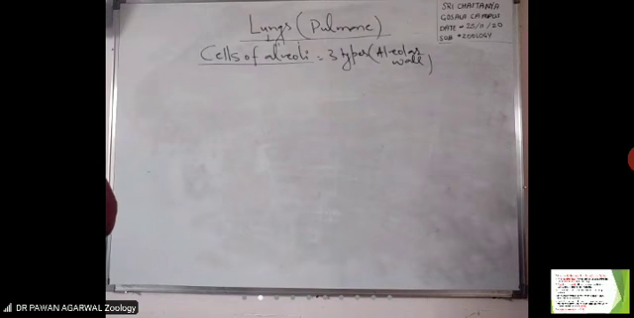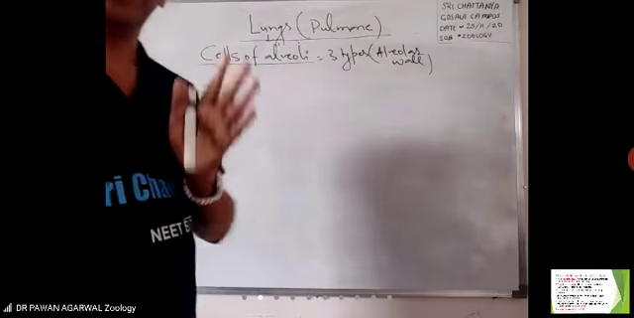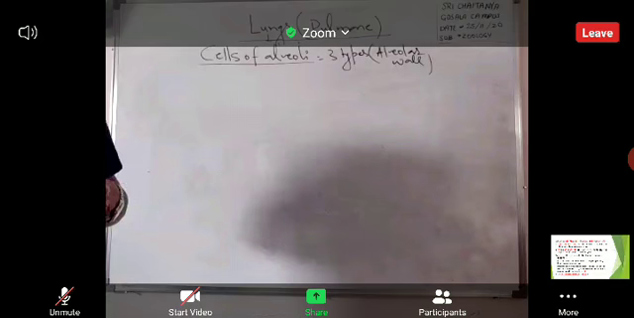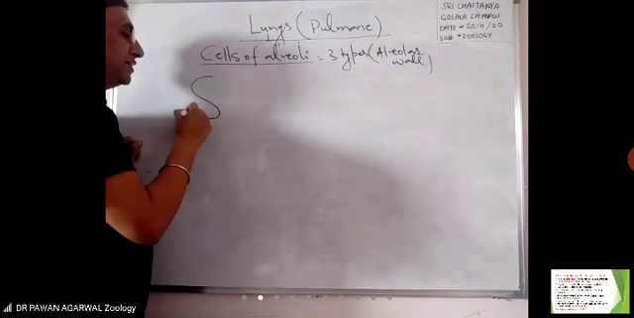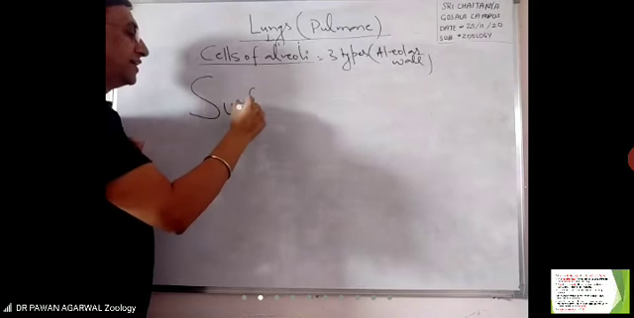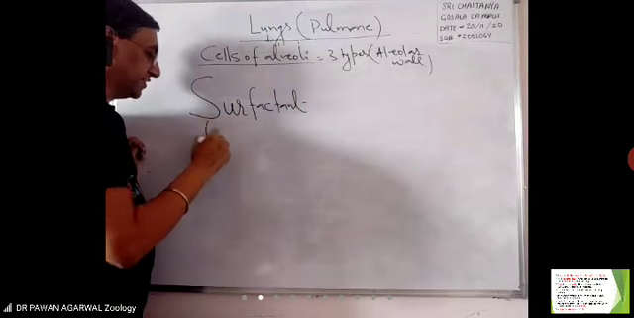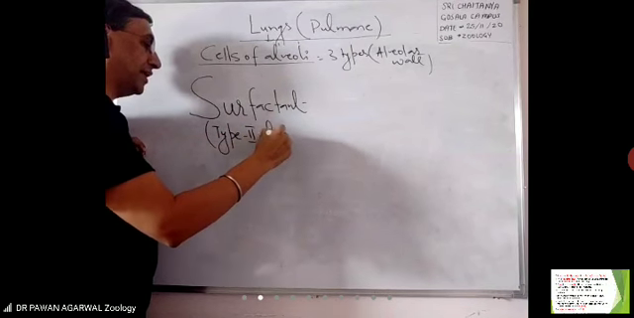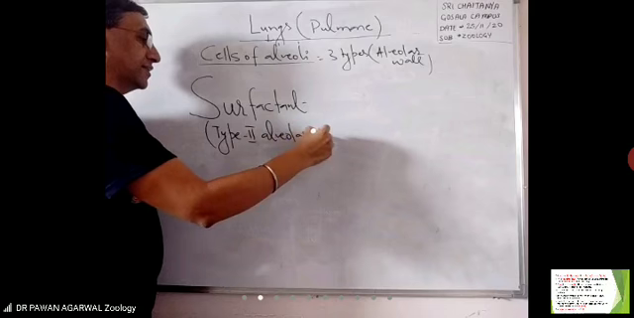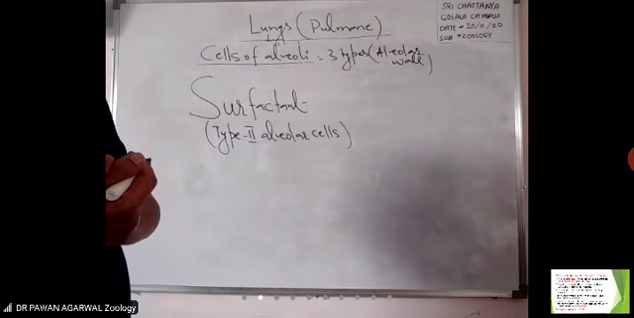And they are secreting one secretion that is known as the surfactant. What is surfactant? First of all, what is the term? Surfactant is secreted by type 2 alveolar cells.